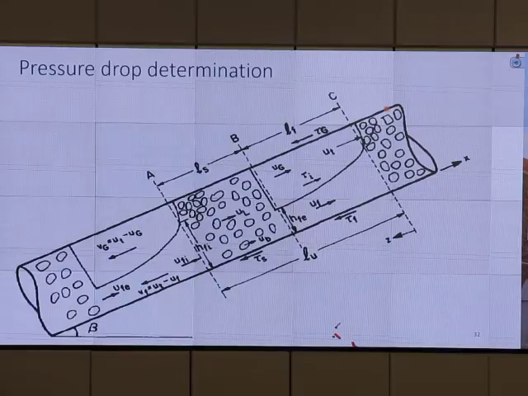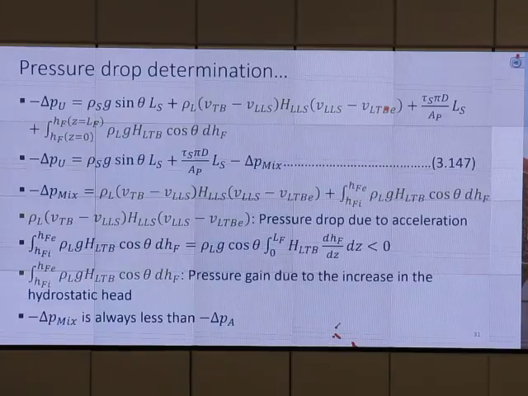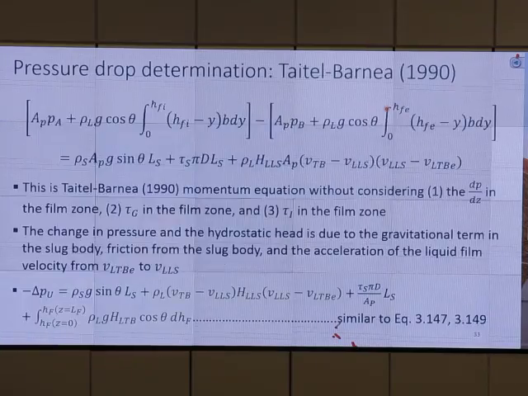Double Hubbard doesn't have that term. It neglects the zero term, but we should include it, and now I will tell you why. The top part, this equation from the Taitel-Barnea paper, is the solution that we try to reach. I just put it there first.